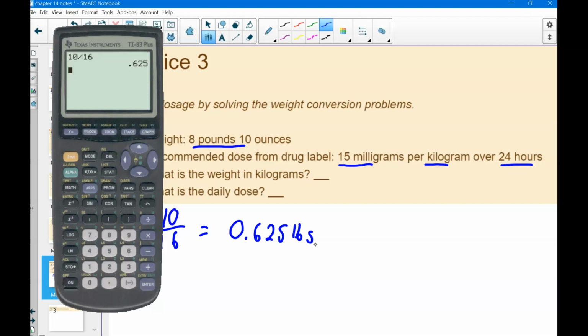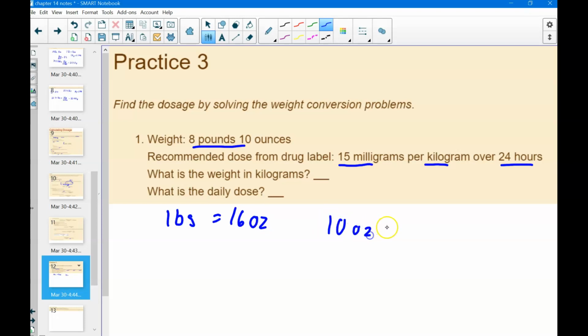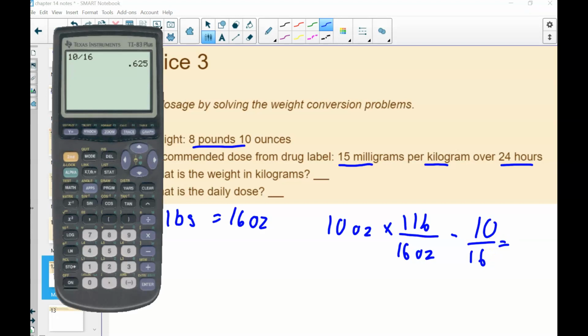Actually, I'm going to do these with dimensional analysis. We've got to handle that by now. So I'm backing up. We know that 1 pound equals 16 ounces. So we have 10 ounces multiplied by 1 pound over 16 ounces. So you see it works the same way. Still got our 10 over 16. It works out to be 0.625.